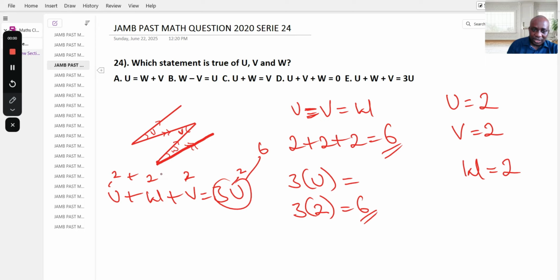Therefore, if we add these three together, it's going to give us 6, 2 plus 2 plus 2. And it equals the same thing as 3U, which is 3 times 2. U is 2. 3 times 2 is 6. It means that 6 equals 6. Therefore, the true statement is what? It is E. U plus W plus V equals 3U, which is E. Let's move to the next question.